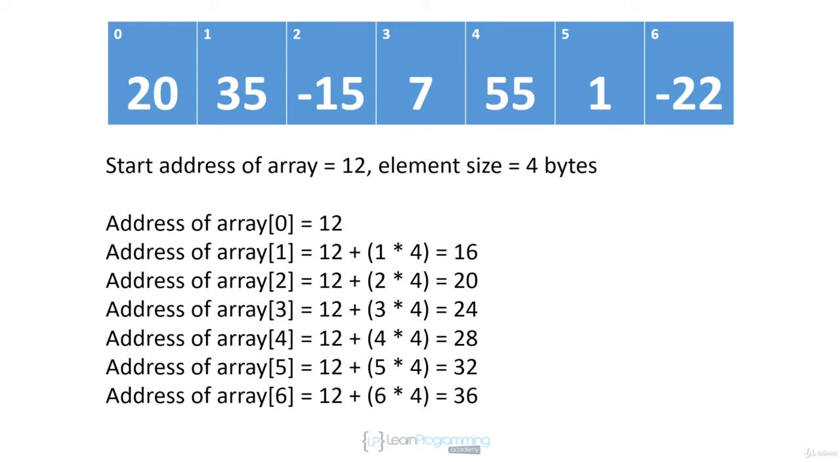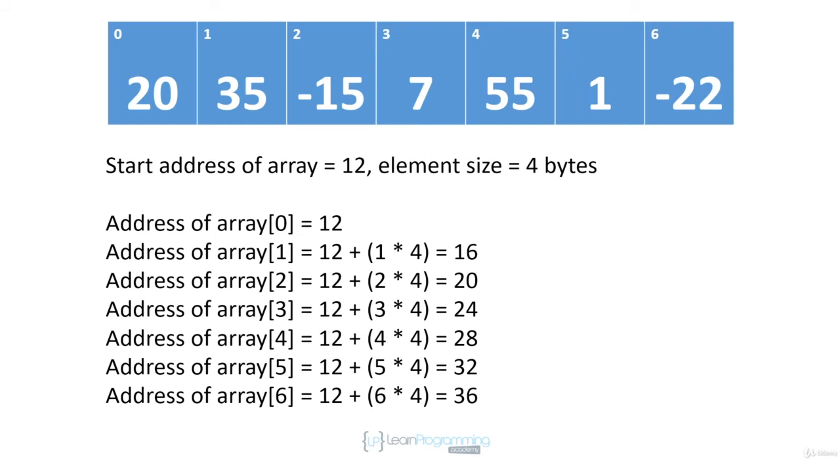And the values are 20, 35, minus 15, 7, 55, 1, and minus 22. Now, for this example, we're going to pretend the start address of the array is 12. As I said, that's a bogus memory address. It doesn't matter what the number is. And because these are integers, the element size is 4 bytes.